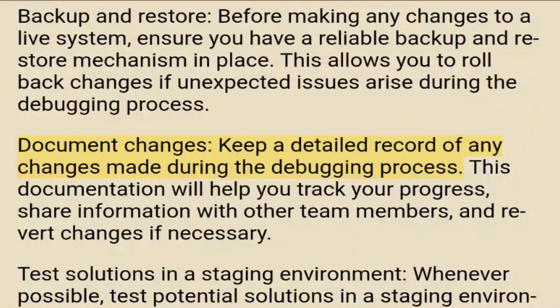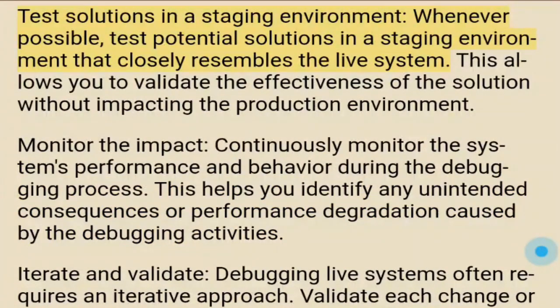Document changes. Keep a detailed record of any changes made during the debugging process. This documentation will help you track your progress, share information with other team members, and revert changes if necessary. Test solutions in a staging environment. Whenever possible, test potential solutions in a staging environment that closely resembles the live system. This allows you to validate the effectiveness of the solution without impacting the production environment.